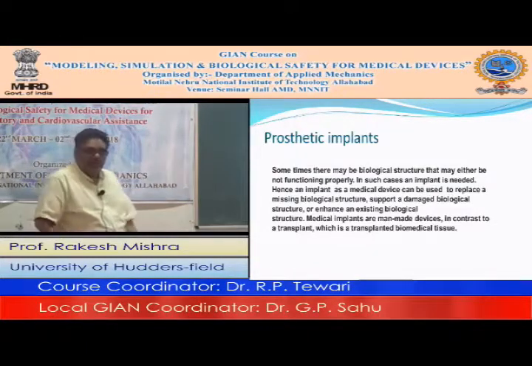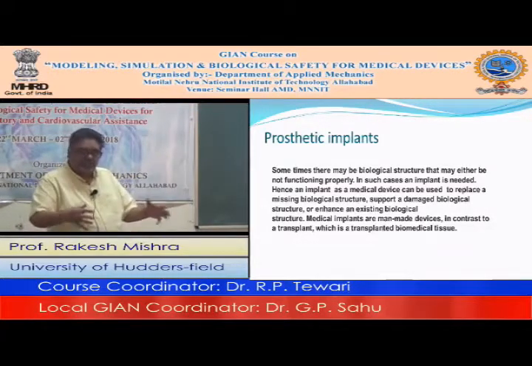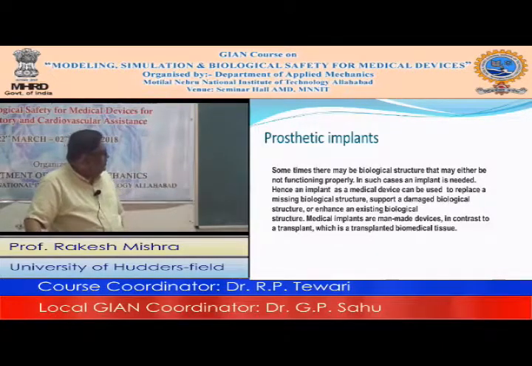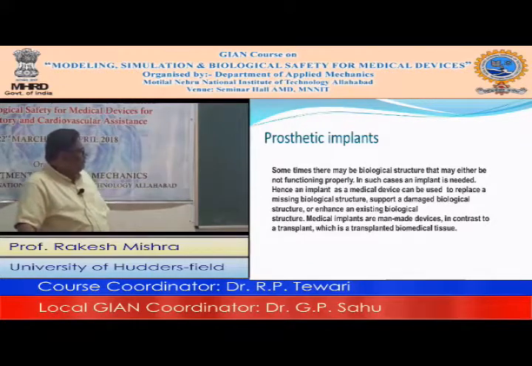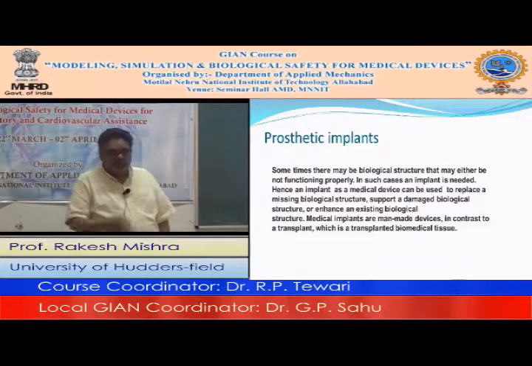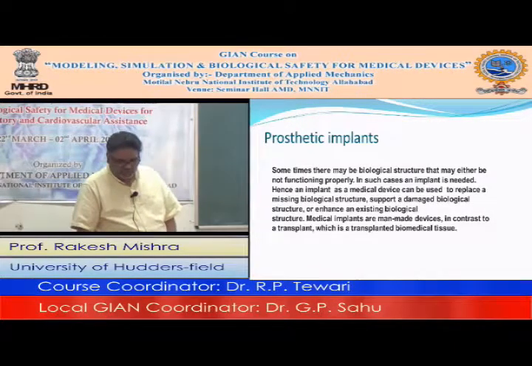For example, hip replacement, knee replacement, all such cases where a part of the body is not working, then you need to replace it or you need to strengthen it. So medical implants are typically man-made devices, in contrast to a transplant, which is a transplanted biological tissue. So prosthetic implants are a huge market, and lots of work is being done. You must have heard about the Jaipur foot, which is a very big success in India, especially for those who had amputations. So these were provided.